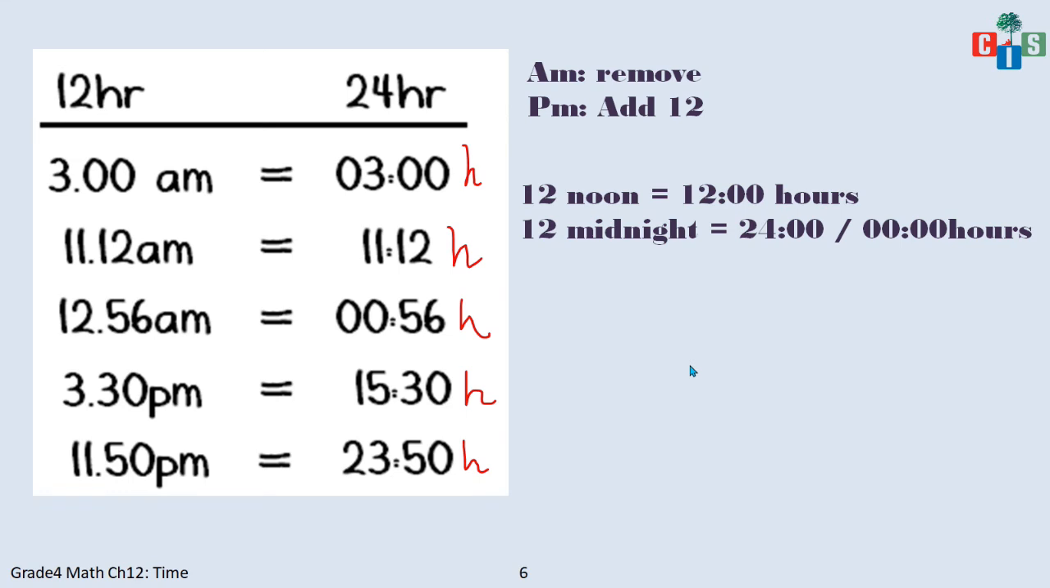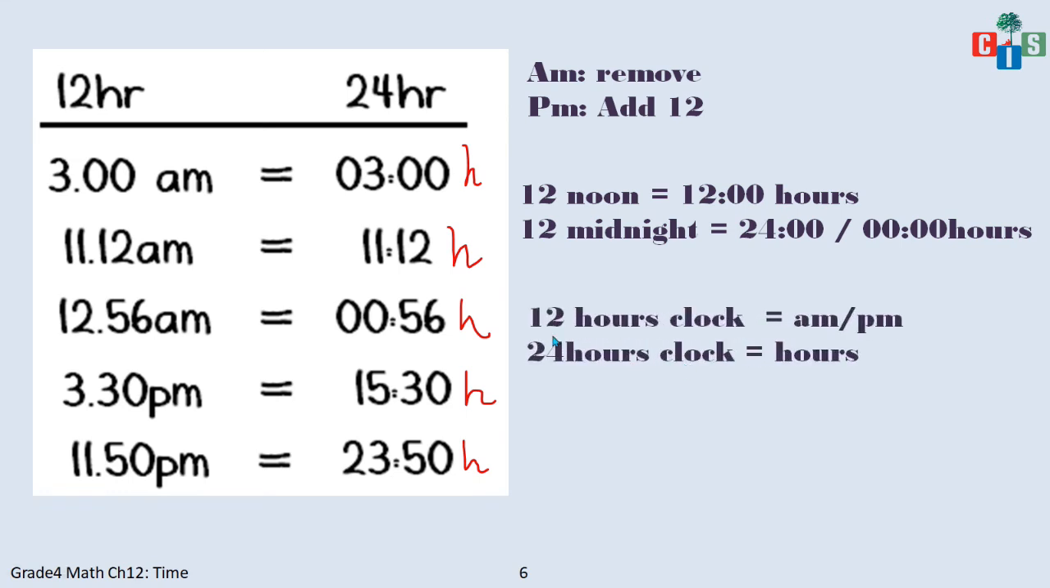Fine. The next important point is, for the 12-hour clock we use AM and PM. It's obvious. So to show the day and night we use AM and PM, because it's a 12-hour clock. And for the 24-hour clock we don't have to indicate day and night, because after 12 you have 13, 14, 15.